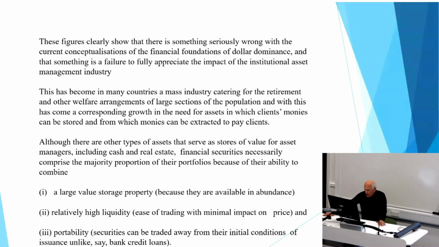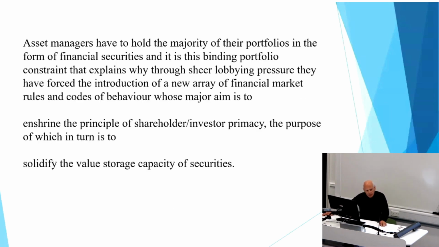Although there are other types of assets that serve as stores of value for asset managers, pension funds, insurance companies, and the like, including cash and real estate, financial securities necessarily comprise the majority proportion of their portfolios because of their ability to combine a large value storage property with liquidity and portability. Asset managers have to hold the majority of their portfolios in the form of financial securities. And it is this binding portfolio constraint that explains why, through sheer lobbying pressure, they have forced the introduction of a new array of financial market rules and codes of behavior whose major aim is to enshrine the principle of shareholder investor primacy, the purpose of which in turn is to solidify the value storage capacity of securities.